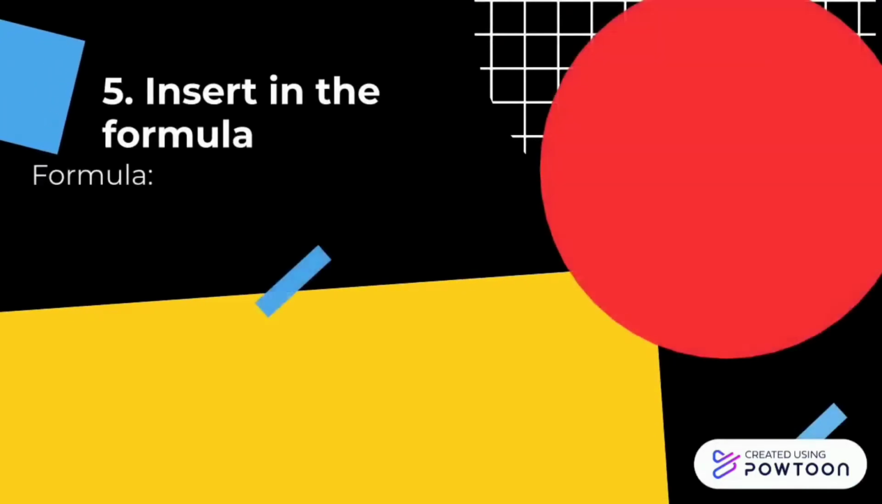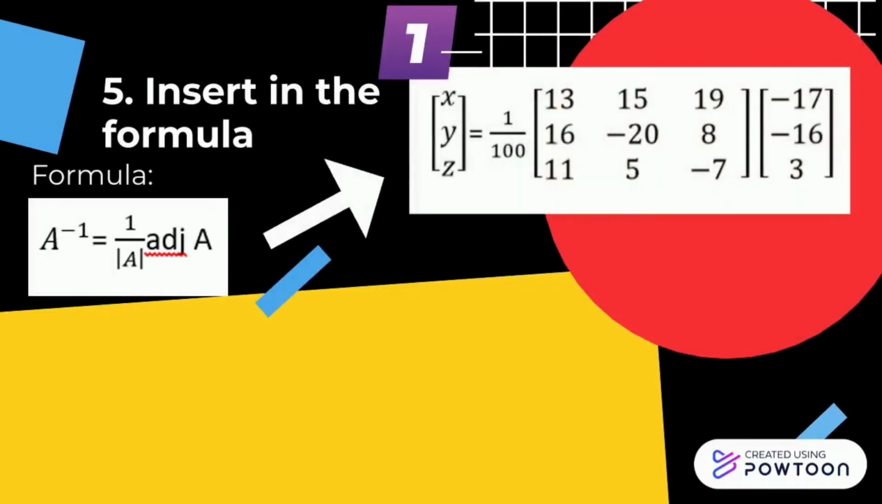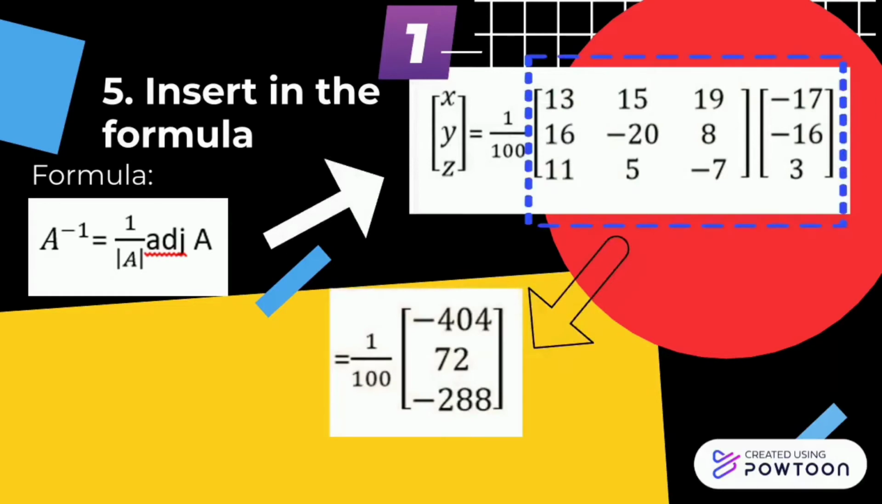And the last step is to insert into the formula. The formula is inverse of A equals 1 over determinant times the adjoint of A.